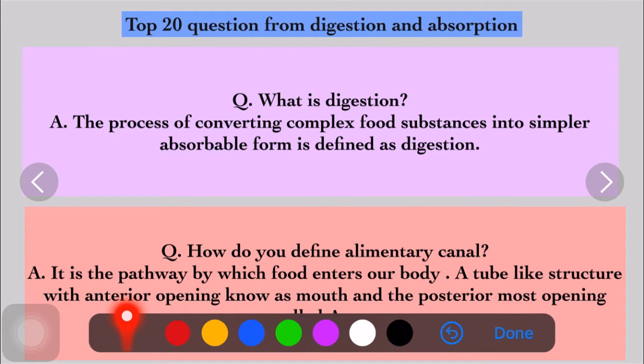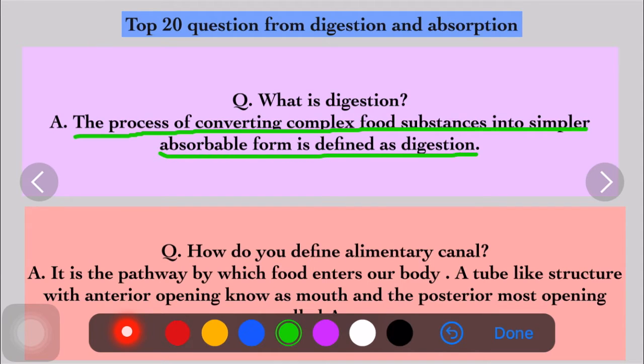So, defining digestion, it is the process of converting complex food substances into simple absorbable form and is defined as digestion. So, simply the conversion of complex food substances which cannot be taken by our body into simpler absorbable form is referred to as digestion.